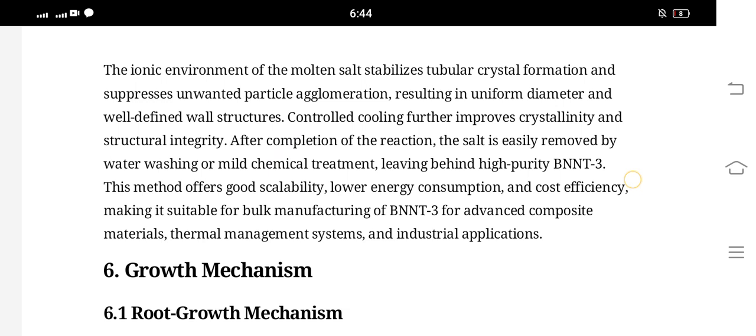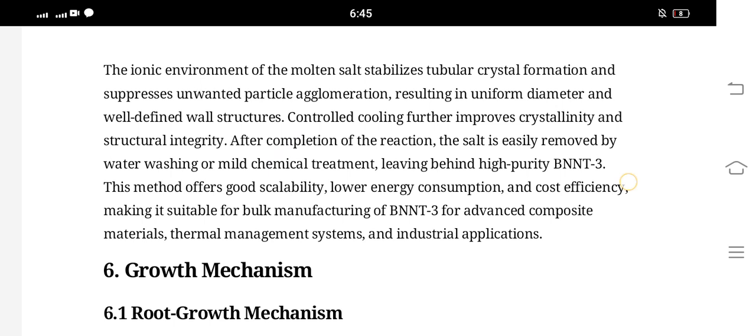After completion of the reaction, the salt is easily removed by washing with water or mild chemical treatment, leaving behind pure boron nitride nanotubes. This method also offers scalability, lower temperature consumption, and cost efficiency, making it suitable for bulk manufacturing of boron nitride nanotubes for advanced composite materials, thermal management systems, and industrial applications.